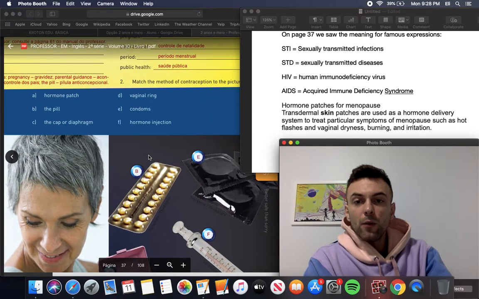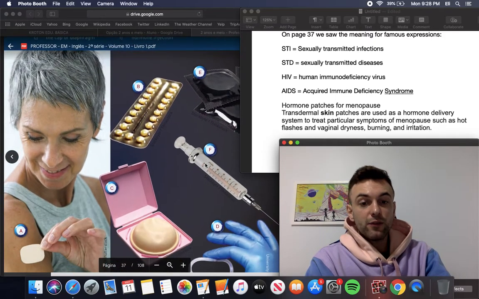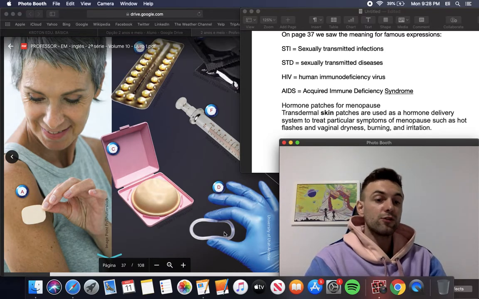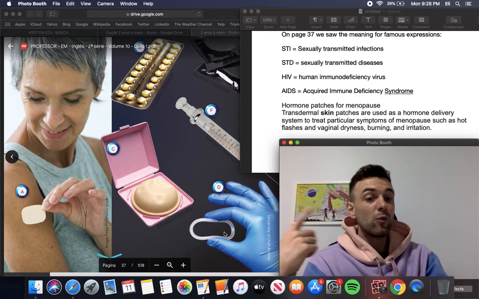Okay? We also have here the vaginal ring, which is a contraceptive method as well, applied once a month.